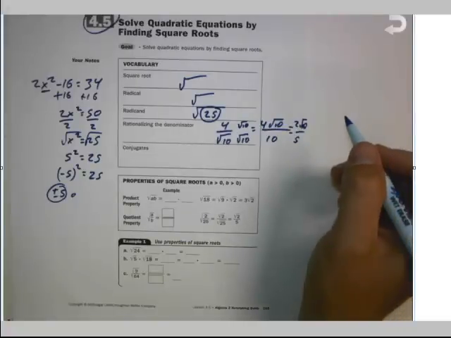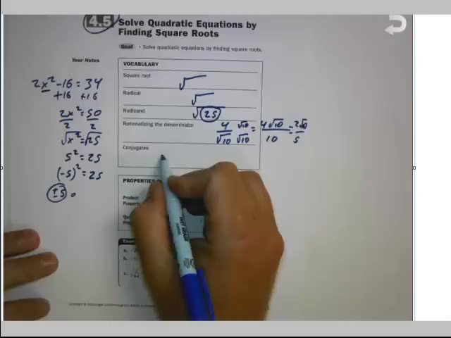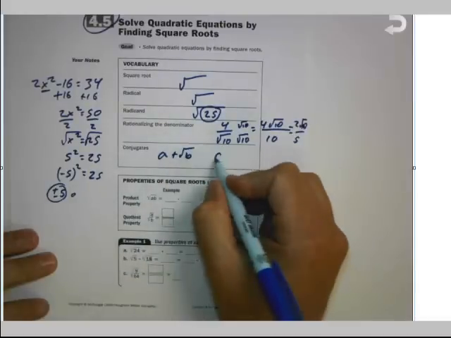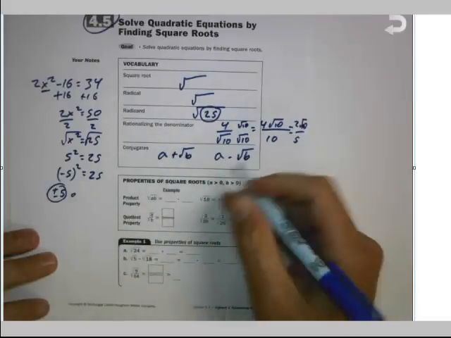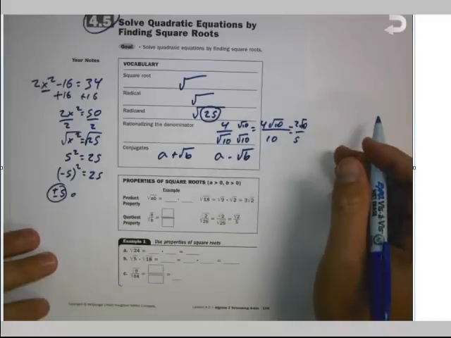Conjugates are going to be a way we use to get rid of that thing on the bottom. So the conjugate of a plus the square root of b is going to be a minus the square root of b. And that will make more sense to you as we get going through this material.